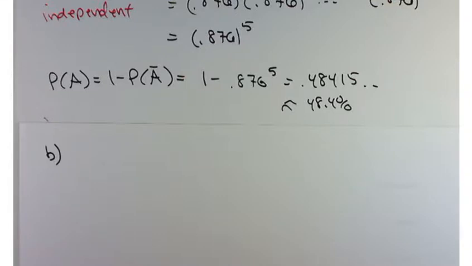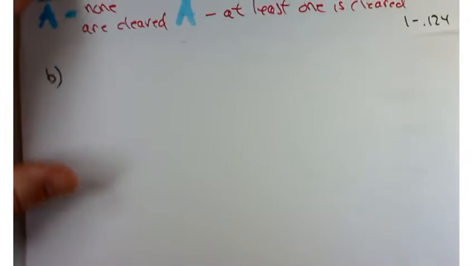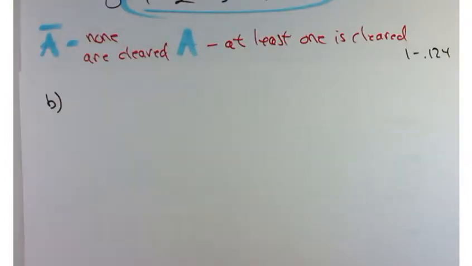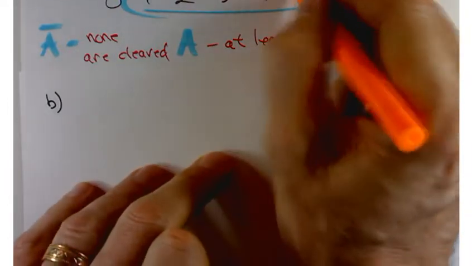Let's look at the probability that all five of them are cleared with an arrest. So why don't you see if you can find the other extreme. Find the probability that all five are cleared with an arrest.